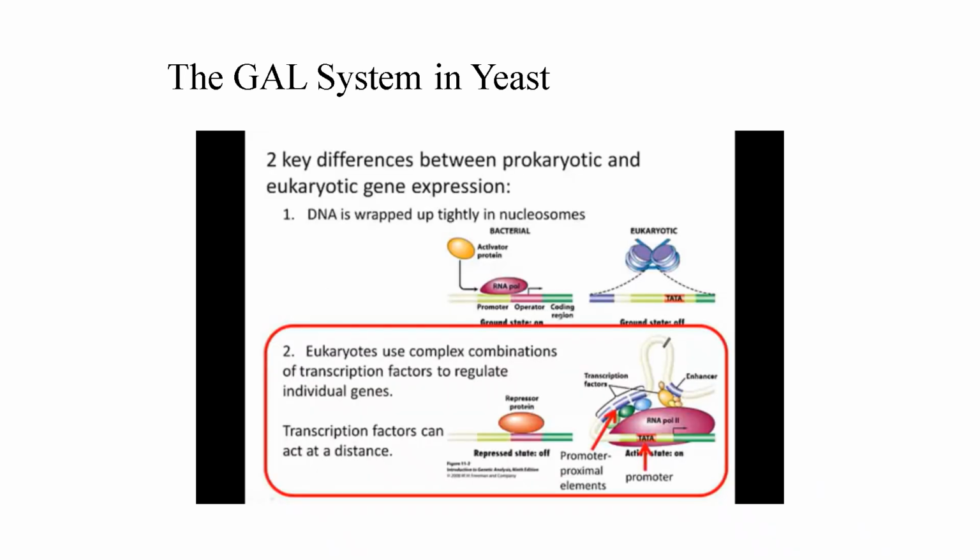This video will be on the second key difference between prokaryotic and eukaryotic gene regulation, and that is that eukaryotes tend to use very complex combinations of transcription factors to regulate individual genes. So this is in comparison to prokaryotes, which have these simple, maybe one repressor, one transcriptional activator.